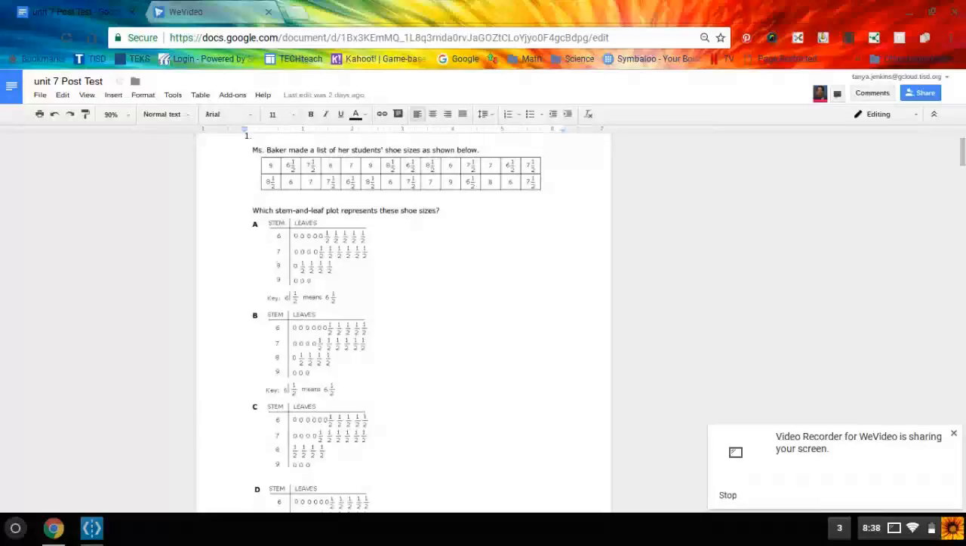Mrs. Baker made a list of her students' shoe sizes as shown below. Which stem and leaf plot represents these shoe sizes?